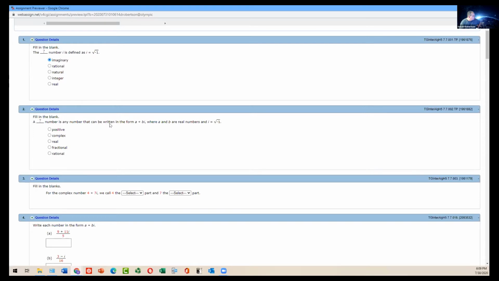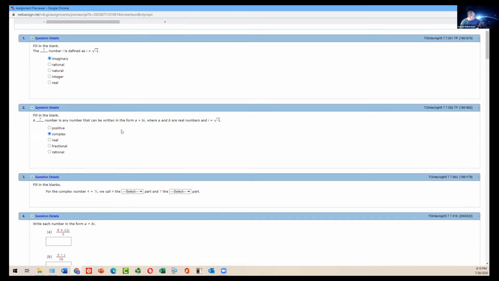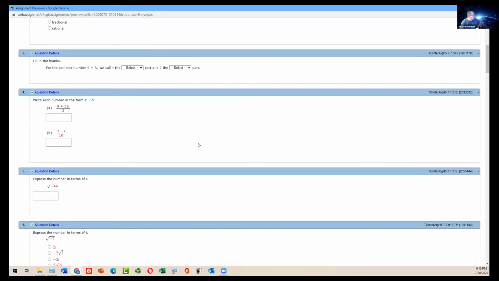A number that can be written in this form is called a complex number, right? When you stick a 4 plus 3i, that's the full name. So imaginary is just for the i, but when you do like 2 plus 3i, the whole combination is called a complex number. And in this case, isn't 4 called the real part? And 7 is called the imaginary part. So that's just us going through the vocabulary. So nothing too bad here.